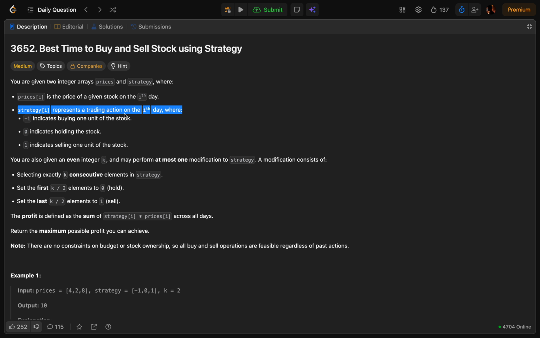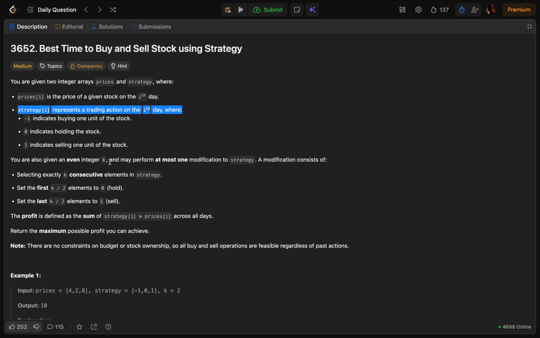So let me summarize it. We are given two arrays, prices and strategy, and in the strategy array we have the action of buying the stock, holding the stock, or selling the stock, and they have their own symbolic numbers. Basically, if we are buying the stock, the number is -1. If we are holding it, it is 0, and if we are selling it, it is 1. We are also given an integer along with that.